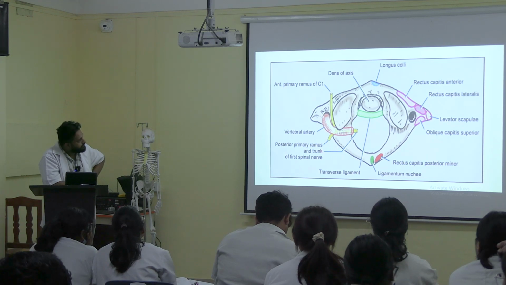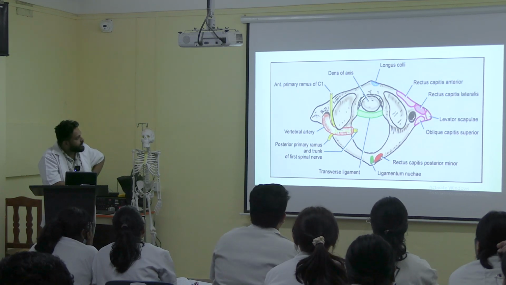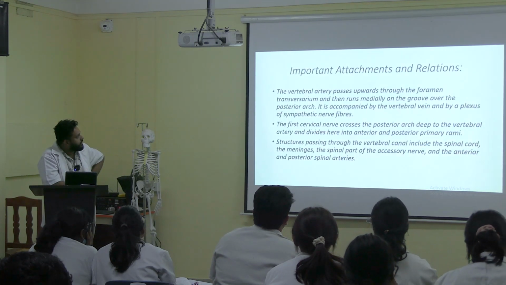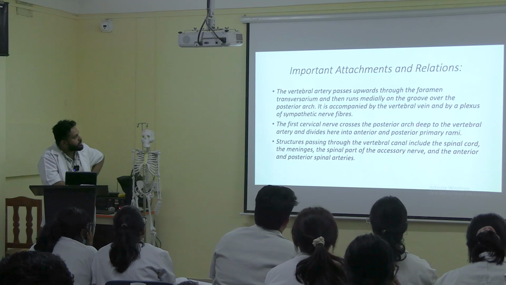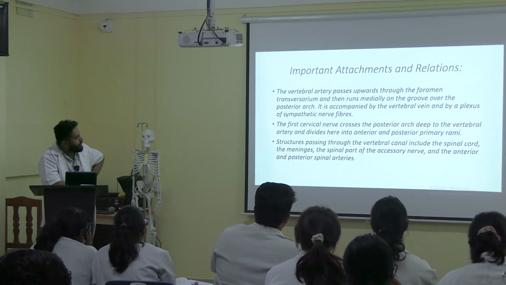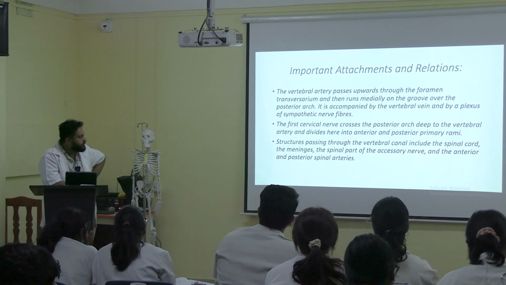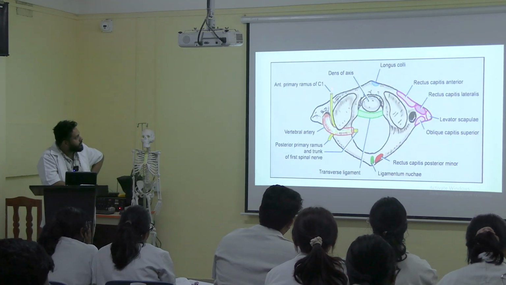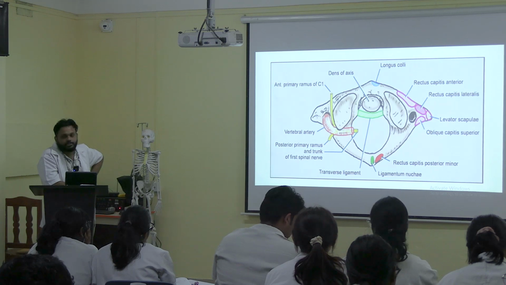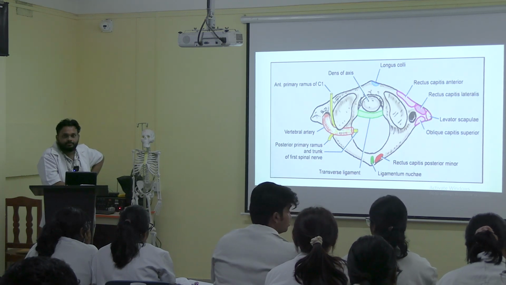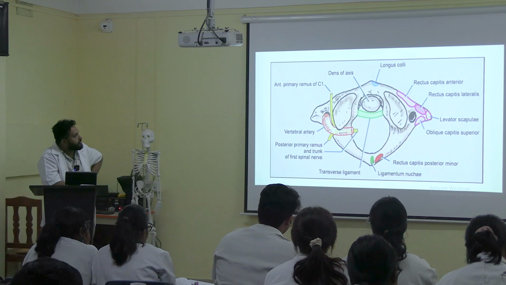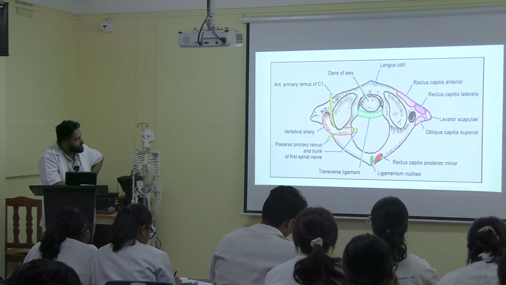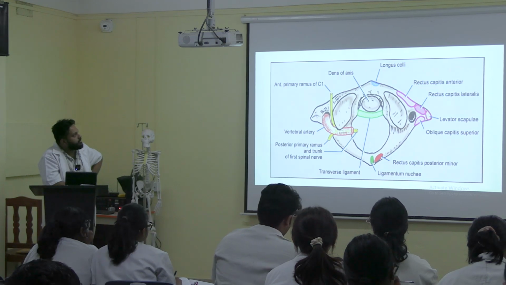Just below that, there is one. See, the first cervical nerve crosses the posterior arch deep to the vertebral artery and divides here into the anterior and posterior primary rami. This is the anterior primary ramus and this is the posterior primary ramus. Done? Now, what is this ligament? This is the transverse ligament. This is the anterior tubercle, right?